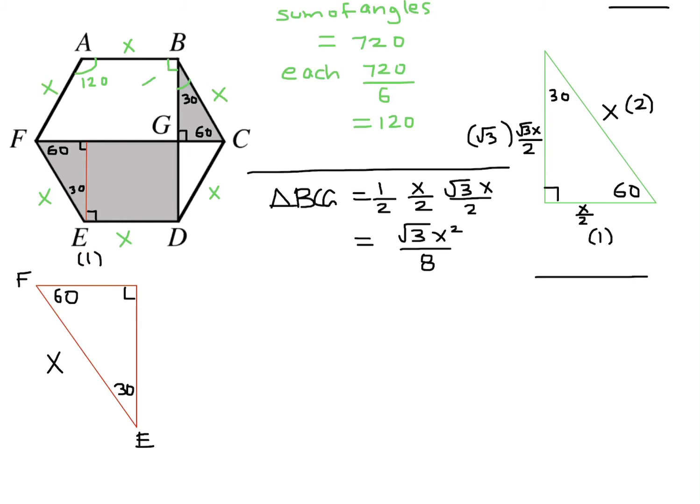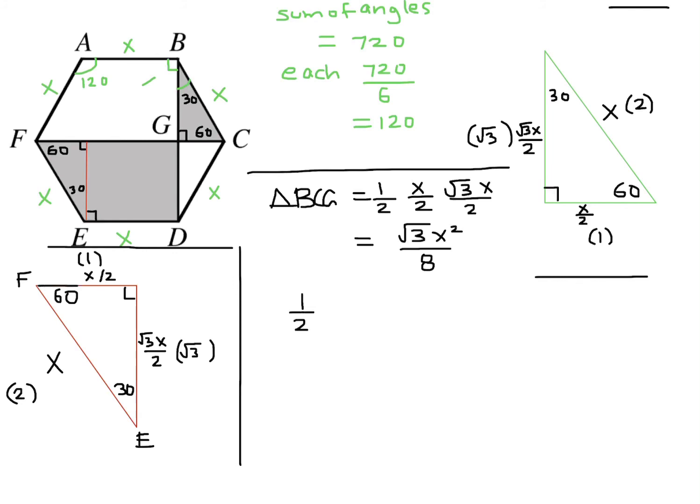We've got a ratio of 1, 2, and root 3, like that. Okay, so this is X, so therefore this is going to be X over 2, and this is going to be root 3, X over 2, like that. So now, if I have to figure out the area of this triangle, it would be 1/2 base times height. This is the base, X over 2, and this is the height, root 3, X over 2.